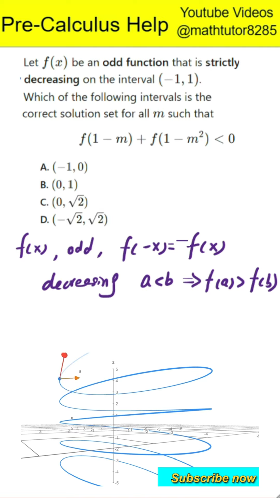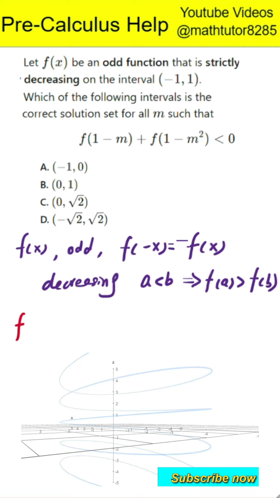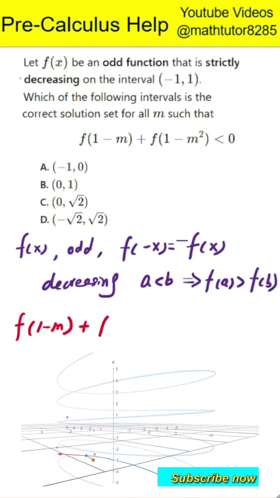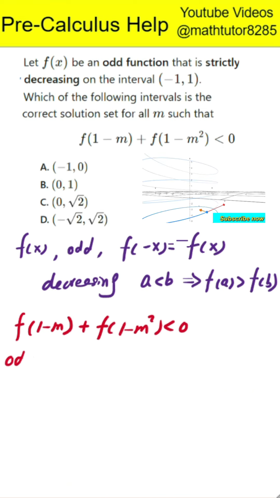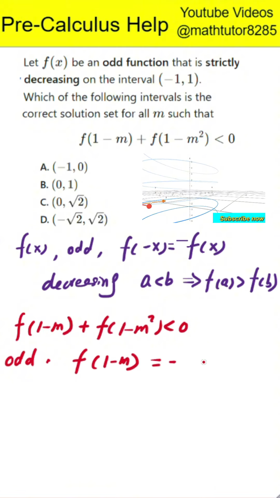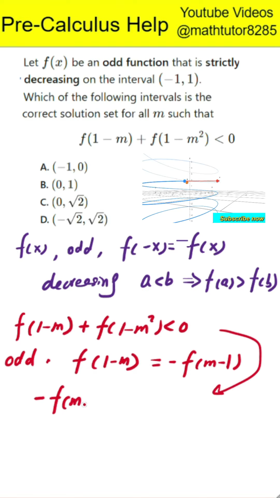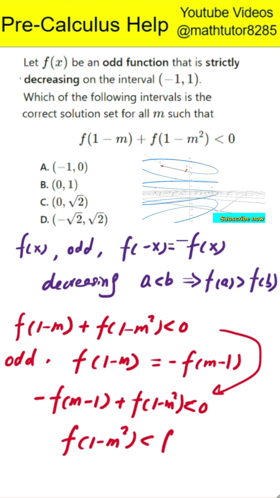Next step, applying the oddness of the function. We start with the given inequality: f of 1 minus m plus f of 1 minus m squared is less than 0. Since f is an odd function, we can say that f of 1 minus m equals the negative of f of m minus 1. So the inequality becomes negative f of m minus 1 plus f of 1 minus m squared is less than 0. That simplifies to f of 1 minus m squared is less than f of m minus 1.